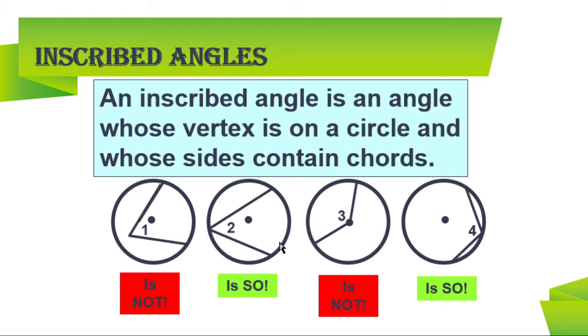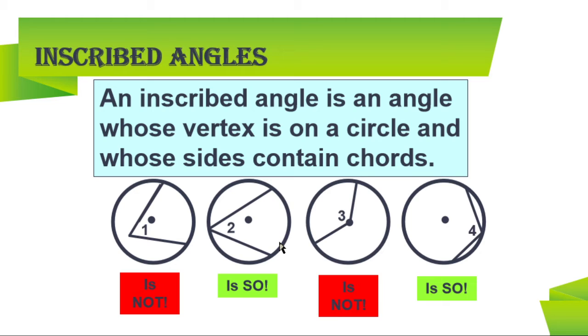An inscribed angle is an angle whose vertex is on a circle and whose sides contain chords. When we say it is on a circle, that means on the part of the circle, not in the middle, but on the edges of the circle.